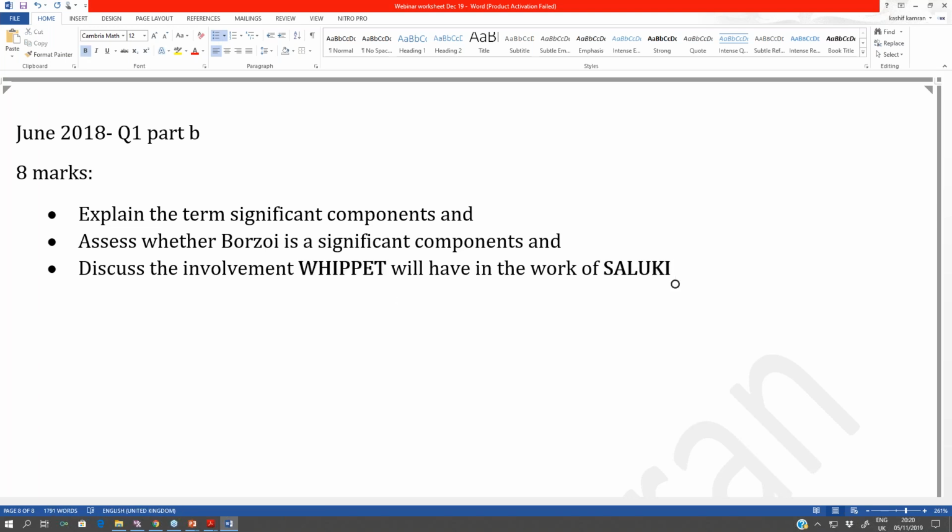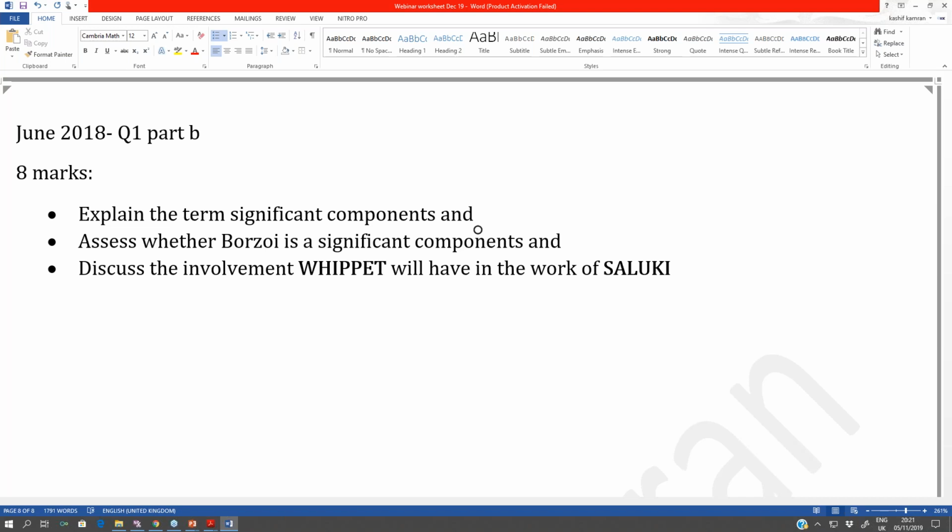So a whole question on group auditor, a whole question on component auditor, 8 marks. Now we know everything we do, we get 2 marks. Explain the term significant component, 2 marks. Assess whether Borzoi is a significant component, 2 marks. Discuss the involvement. We can discuss 2 involvements.